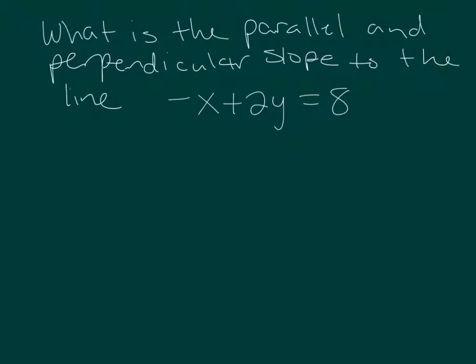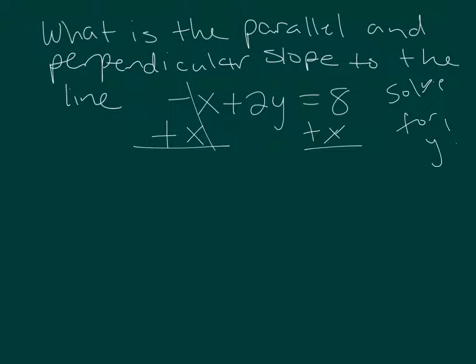Alright, let's try one more of those. Again, we're finding the parallel and perpendicular slope to this line. I know this line is in standard form because x and y are on the same side. So I need to solve for y. I need to get the x out of there. Since the x is negative this time, it's like a -1x, I'm going to add it to the other side.